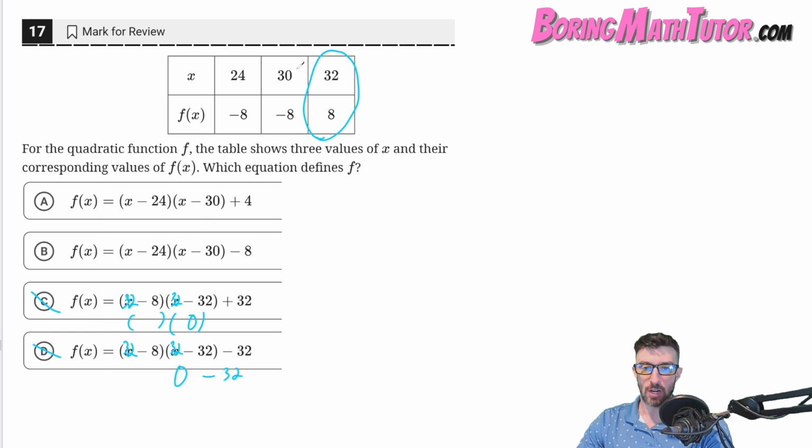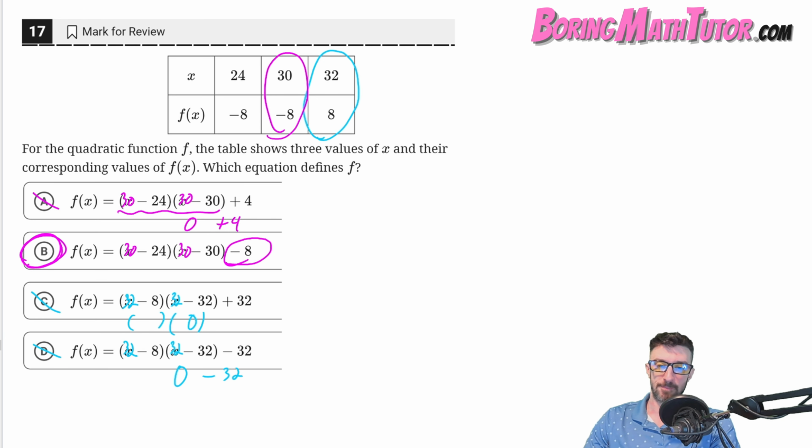Now, if I try the same logic using this point right here, and I plug in 30 for X, then when I do that, this is all going to come out to 0 plus, but it's not supposed to come out to 4. It's supposed to come out to negative 8. So that one's not correct either. And then if you go here and you plug in the 30, what's it coming out to? Negative 8. That's exactly what I wanted it to come out to. So that means that B is the correct answer.